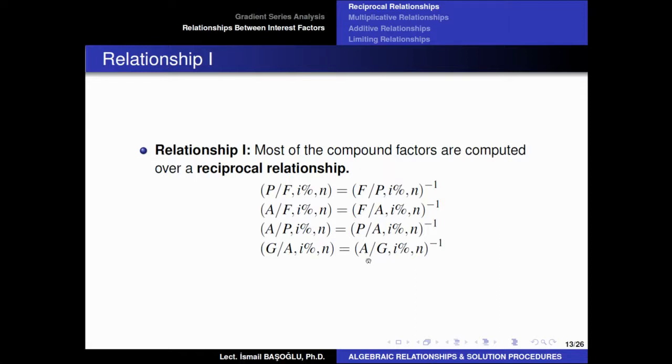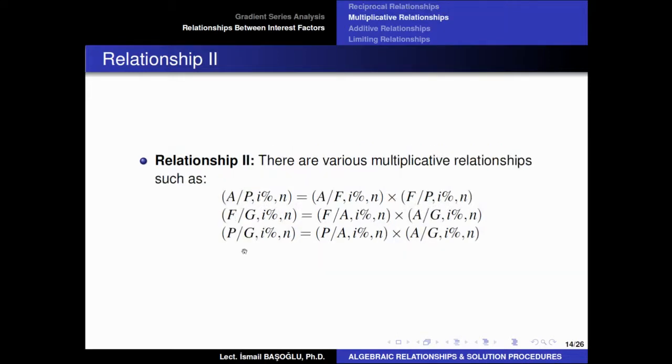And we have the gradient series factor, where we use the gradient and compute equivalent constant amount of payments or the uniform series payments. We can use its reciprocal to do the inverse operation. For example, if you are given a uniform series, and the question asks you to determine the equivalent gradient amount with respect to that uniform series, so the question is asking you to form a gradient series, you can use the reciprocal of the A over G, and calculate G over A to convert the uniform series to a gradient series amount. All right, so this is the first type of relationship.